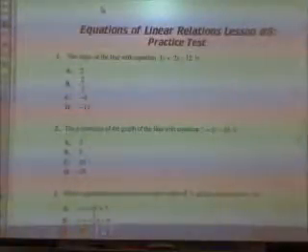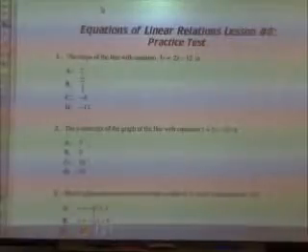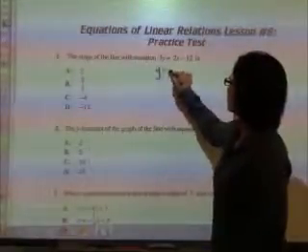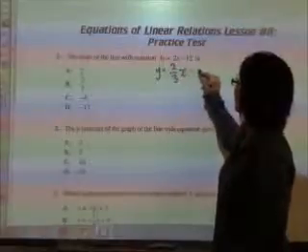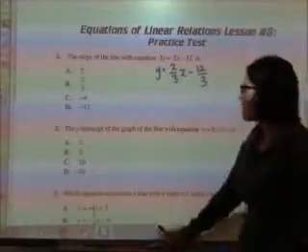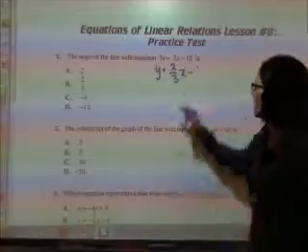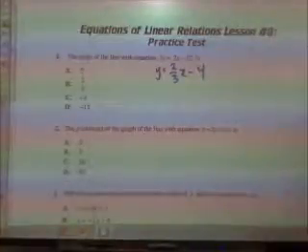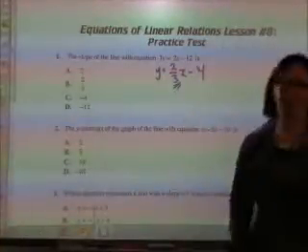2. How'd you get 2 over 3? You have to get y alone, so you divide by 3. So I have to divide everything by 3. This 12 over 3 becomes 4. And the slope is that m in mx plus b.